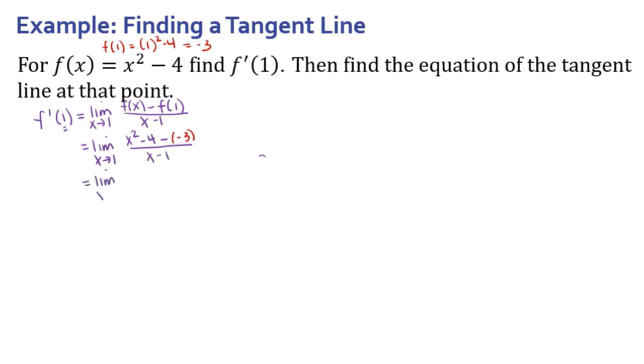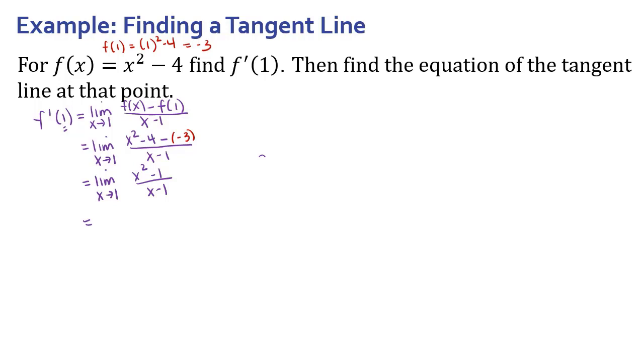So this becomes the limit as x approaches 1 of x squared minus 1 all over x minus 1, because negative 4 minus a negative 3 is the same thing as negative 4 plus 3, which is negative 1. Right now if I try to substitute 1 in for x, I'm going to get 0 over 0, so I am in that indeterminate form. So I can't just substitute that in.